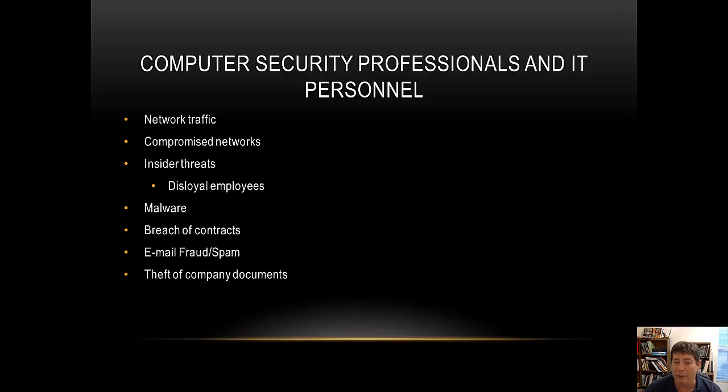Malware is a huge area that has to be guarded against. And so this is another application of digital forensics, breach of contracts. Email obviously is huge. Like I told you, there's that Sony case I've been involved in peripherally, and email is going to be an ongoing issue for digital forensics investigators. Theft of company documents, we've already discussed that. If you're a computer security professional, this will be a very good opportunity for you to use your skills.